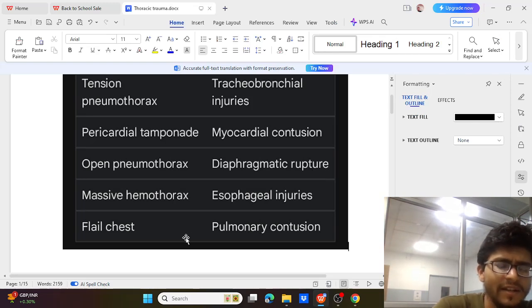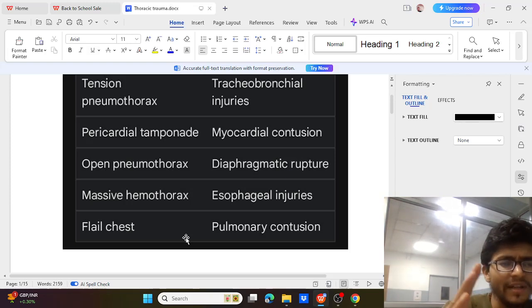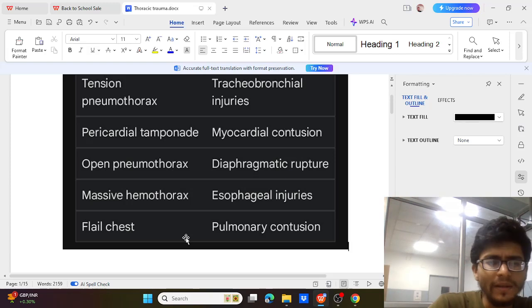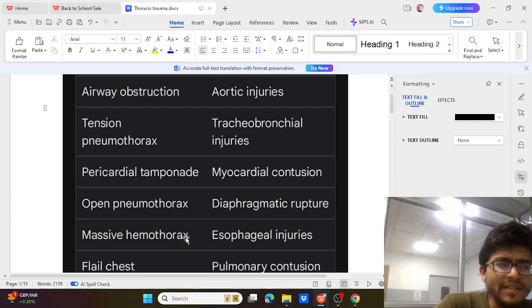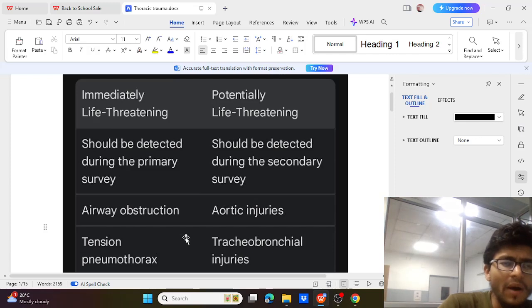And flail chest is injury at 2 consecutive ribs at 2 or more places. So fracture of 2 consecutive ribs at 2 or more places, this is flail chest. So these are immediately life threatening. Within minutes to hours, within 1 hour, most of the time they can cause death.